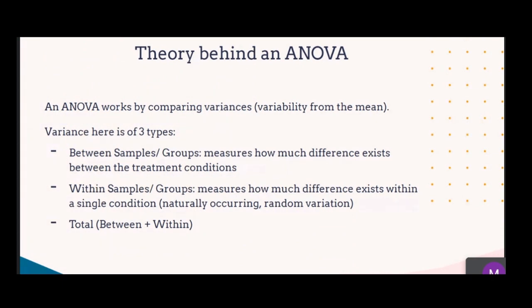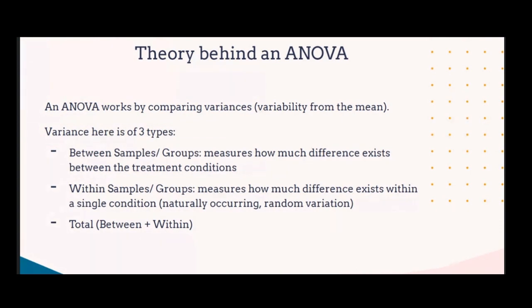Now, as you can see here on the slide, I've put these variances into 3 types. We're going to start with total because that's the easiest. The total variance is just a summation of the between samples variance, or between groups variance, plus the within groups variance.